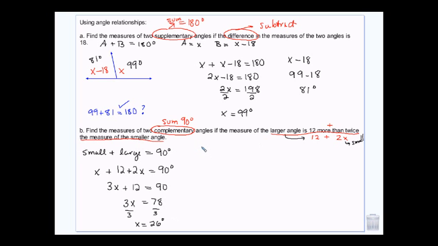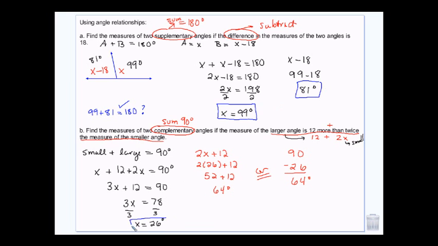Now there are two ways I can figure out the large angle. I can either plug it into my 2x plus 12, or 12 plus 2x, however you wanted to do it. And that's 52 plus 12, so 64. Or I could just say I know they're going to add up to 90, so I can do 90 minus 26, and that's 64. So the smaller angle is 64? No, the small angle is 26, and then the large angle is 64. So here I had 99 and 81. Here I have 26 and 64.